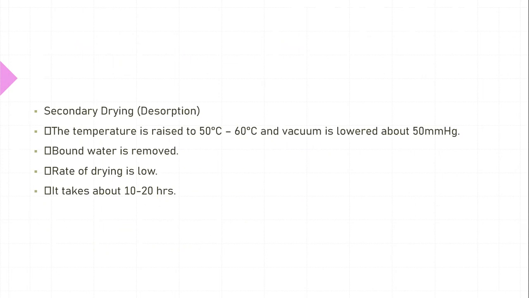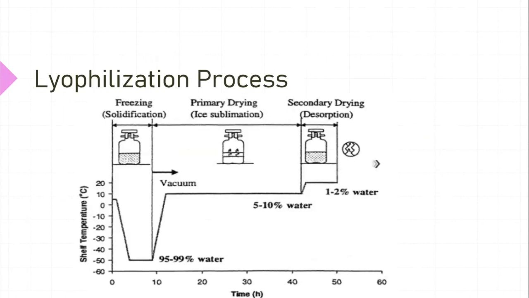Now secondary drying. What is secondary drying? Desorption. The temperature is raised to 50 to 60 degrees centigrade and the vacuum is lowered to about 50 mm of Hg. Bound water is removed, then the rate of drying is low and it takes about 10 to 20 hours. It's not a very quick process. It requires time, but the time it requires is very, very much worth it.